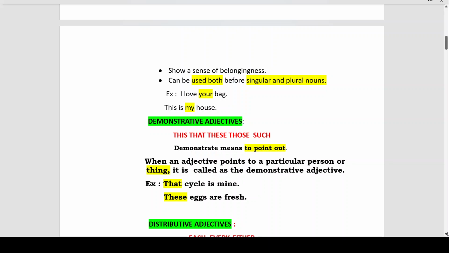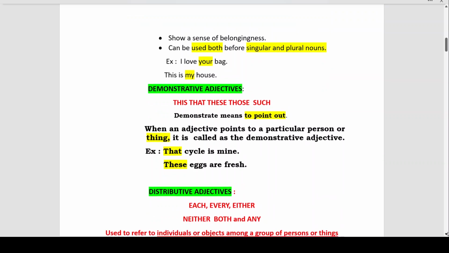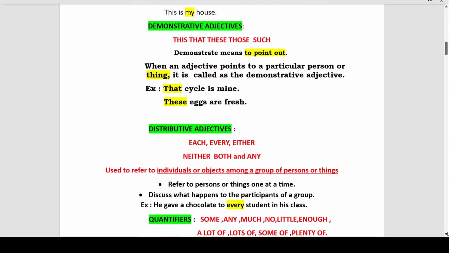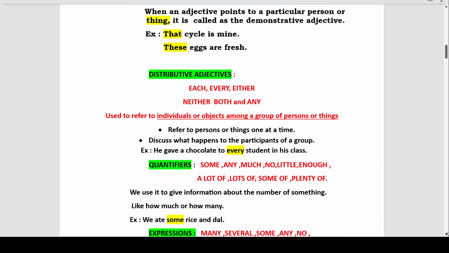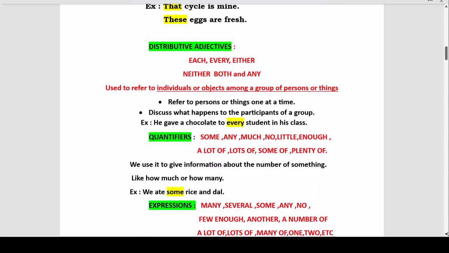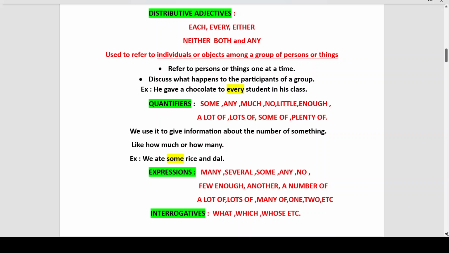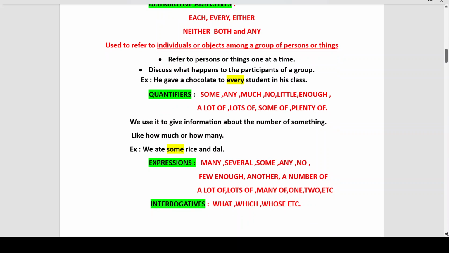Next, we will do the fourth kind of determiner, which is distributive adjectives. Examples of distributive adjectives are each, every, either, neither, both, and any. They are used to refer to individuals or objects among a group of persons or things. Now, there will be a group of persons or things. These determiners, which are distributive adjectives, from that group of persons or things, will refer to a certain individual or a certain particular object among that group.